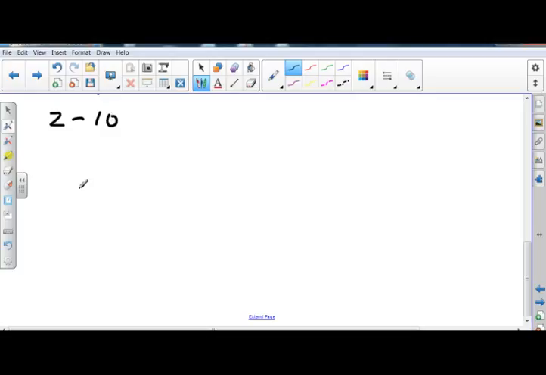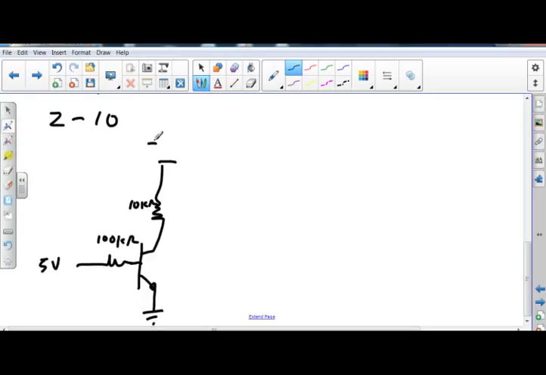Okay, so I've got 5 volts going to my base. I got 1000 K, and I got a ground hooked up to my emitter. I have 10 K, and I've got 5 volts up here. And where is V out? There's V out. V out 1. Okay, and then we'll draw the other circuit.